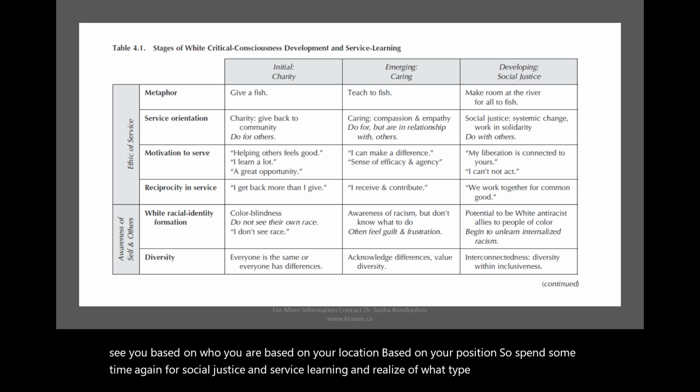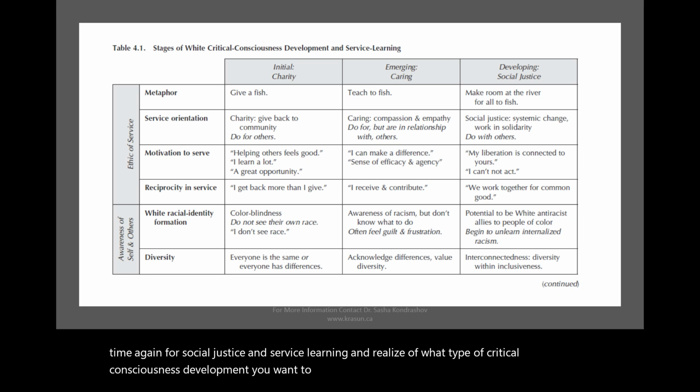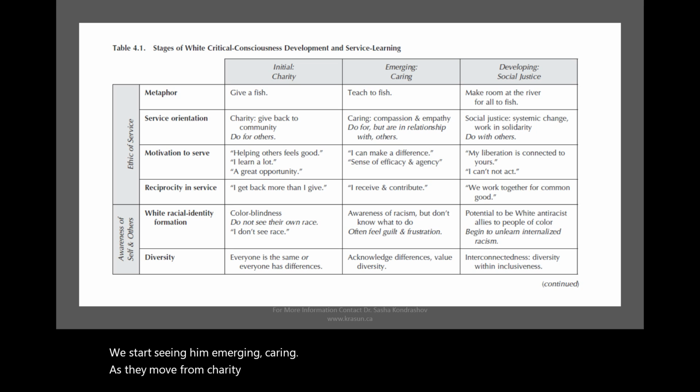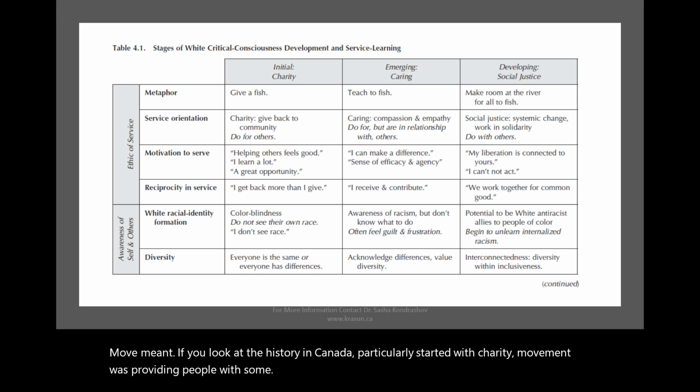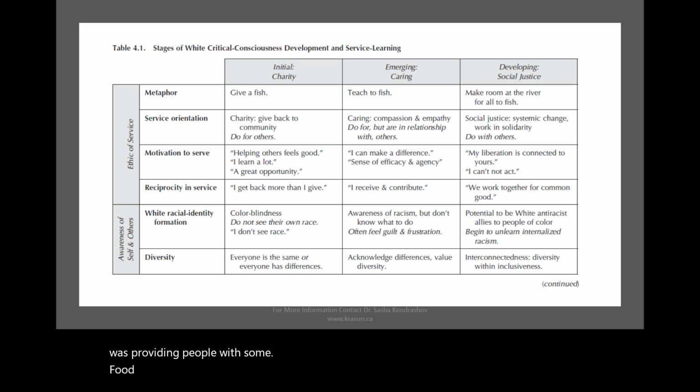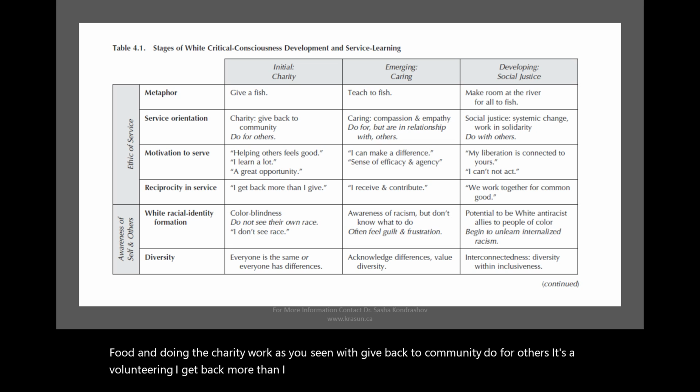So spend some time again with social justice and service learning and realize what type of critical consciousness development you want to develop for social justice, because we start seeing emerging caring as a move from charity. Social work, if you look at its history in Canada, particularly started with the charity movement, providing people with some food and doing charity work, as you've seen with giving back to community, doing for others. It's volunteering. I get back more than I give. Reciprocity in service. Everyone is the same, or everyone has differences or diversities.